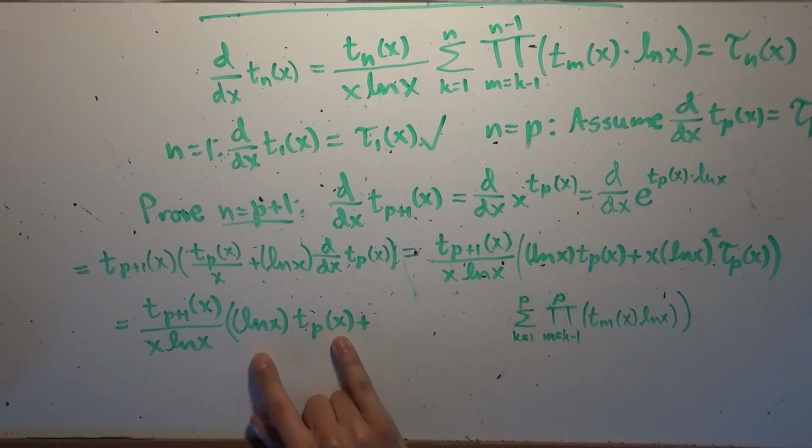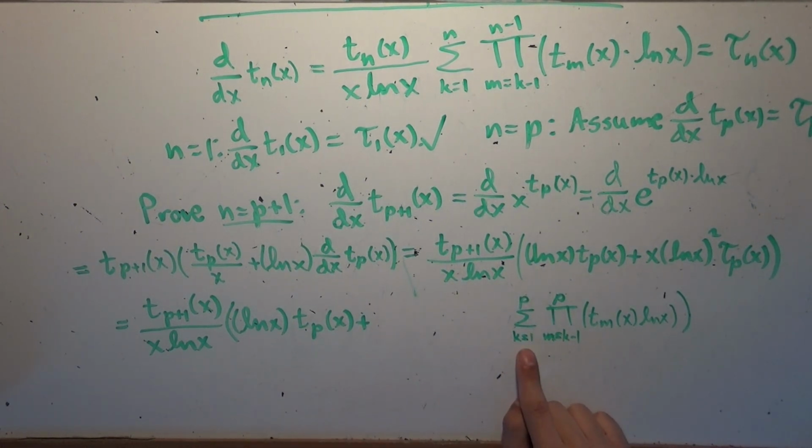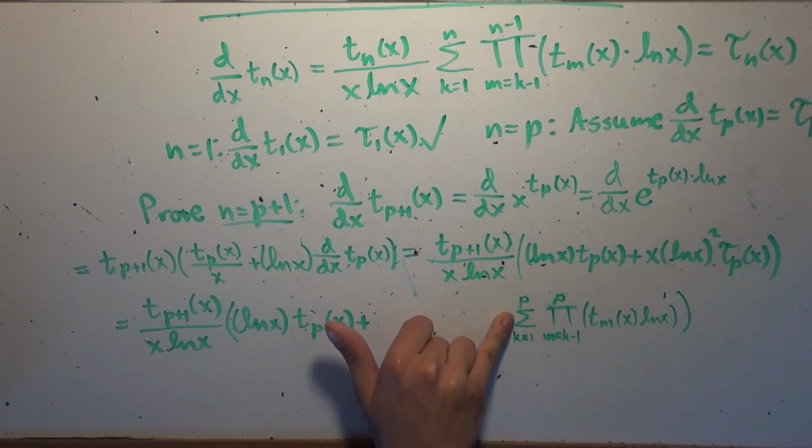This would just be the p plus first term of this sum. Notice, if we were to plug in p plus 1 for k, we would get m equals p plus 1 minus 1, which is just p, which means this product would range from p to p, which is equivalent to having a single term with the p tetration in it, which means that this is the p plus first term in this sum.